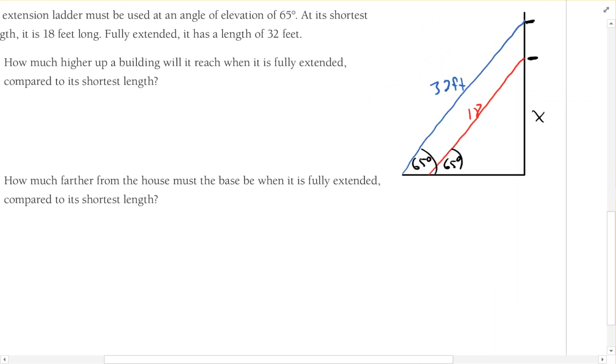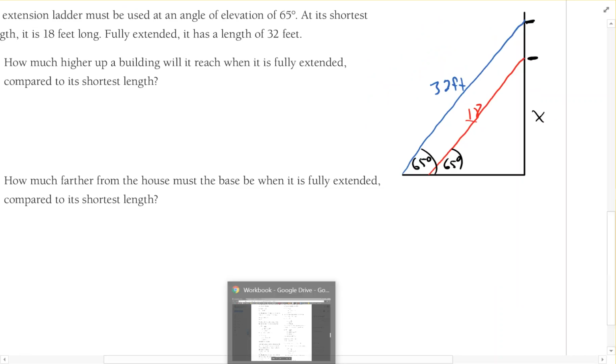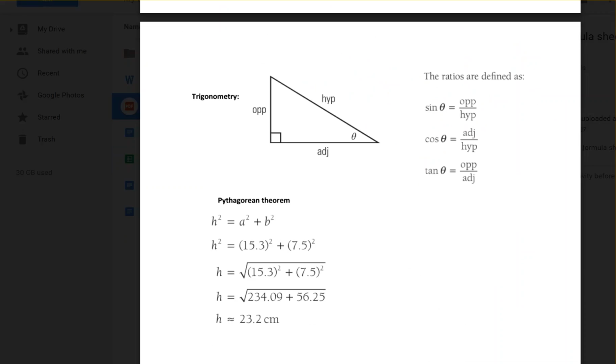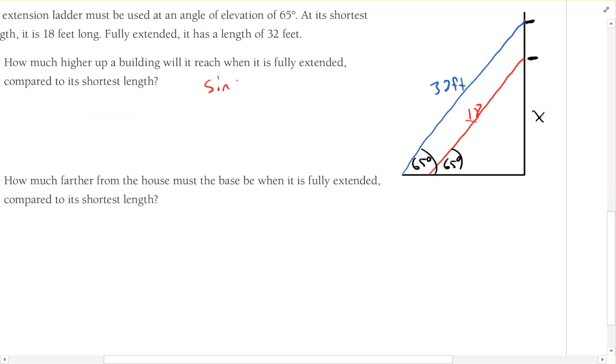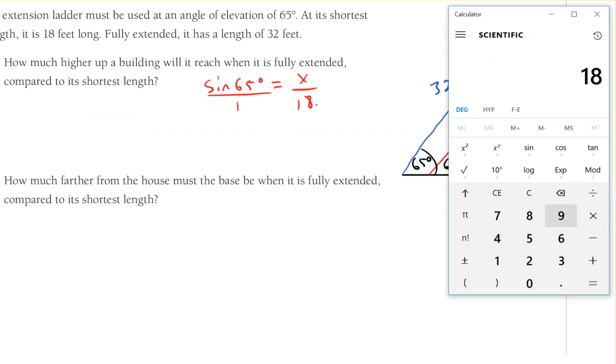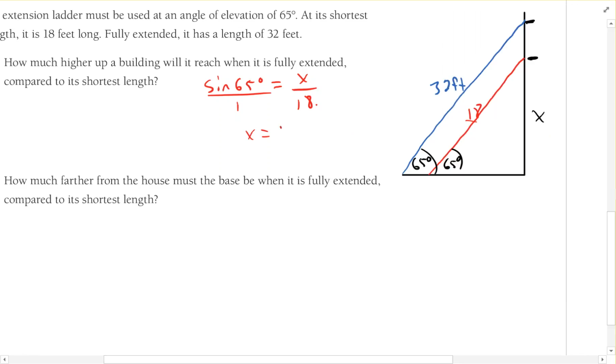I'll do it in red maybe. So we have hypotenuse and opposite. So which one deals with hypotenuse and opposite? Sine. So we'll go sine of 65 degrees is equal to x over 18. Okay, so that's going to be 18 times 65 sine equals 16.3. So that's the height of this one so far, 16.3 from there to the bottom.